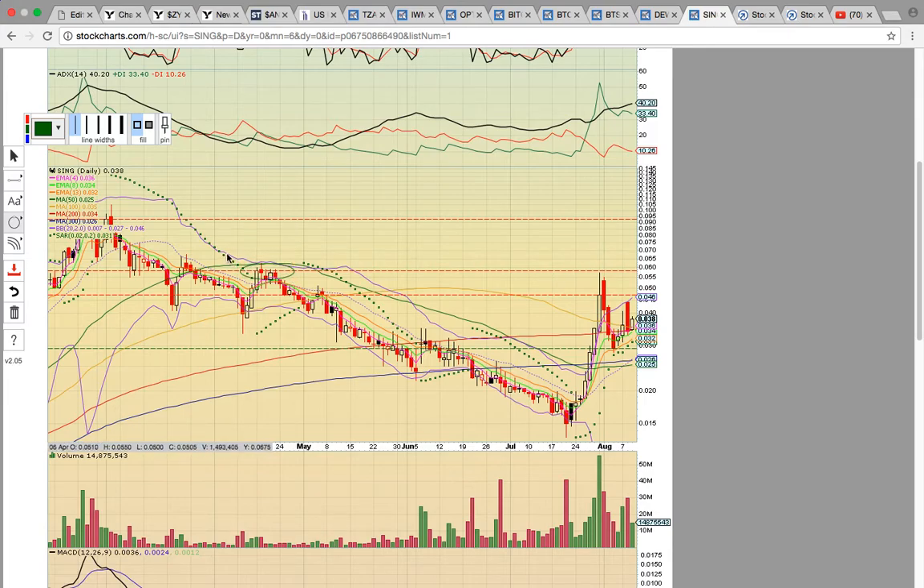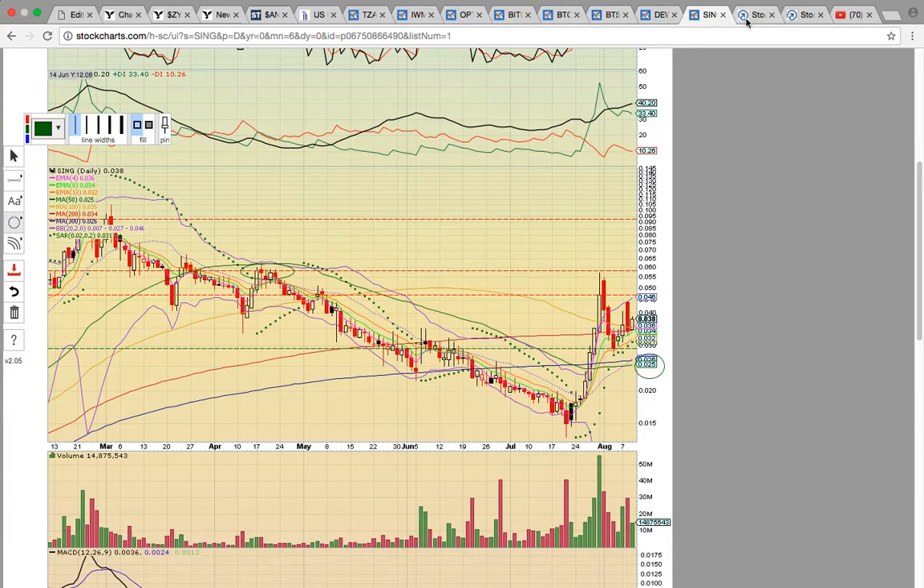You have this resistance from back here in April, and so going forward for this play, if the candles are forming above this 100 and 200-day simple moving averages, that's going to signal more upside potential. If it drops below those levels, you could see it pull back and test that middle Bollinger Band. The 350-day simple moving average is at 0.025.